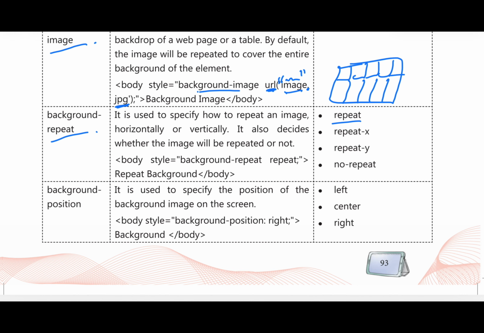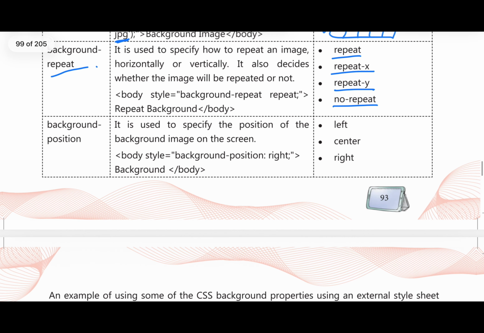If I want it in the x-axis, where is the x-axis? This is the x-axis. If I want to repeat any image in the x-axis, I will use repeat-x. If I want to repeat any image in the y-axis, then I will use repeat-y. And if I don't want to repeat any image, then I will use no-repeat. Then whatever the size of that particular image is, it will show that, and the remaining part will be shown in black color.